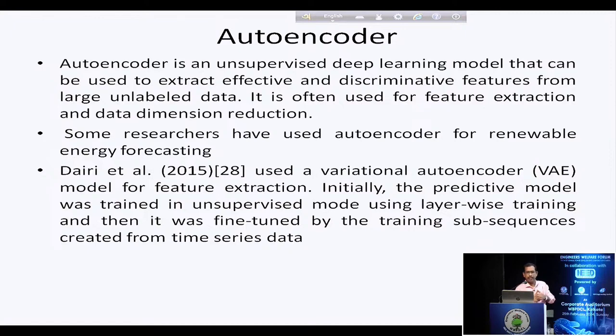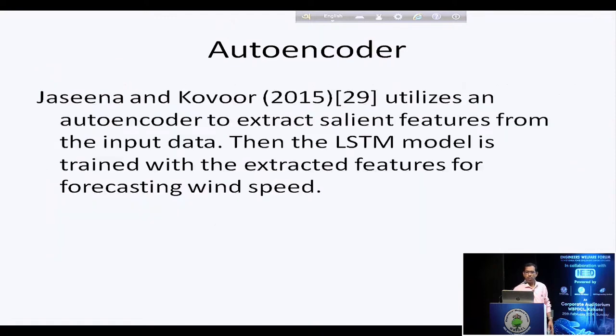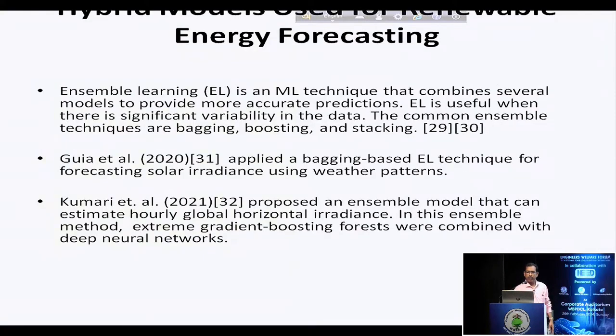In some work that I mentioned here, they have applied the autoencoder to reduce the dimension, and then they fine-tuned the neural network using that reduced data. Another model that I have observed some researchers have already used is the ensemble. Ensemble models show better performance than the individual model. In an ensemble model, many models are combined together.